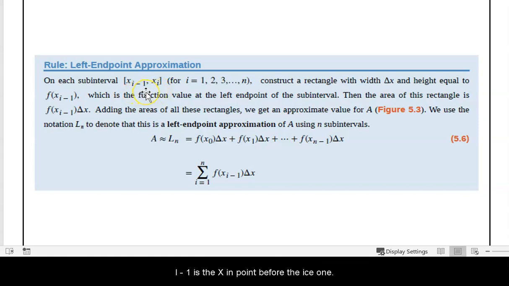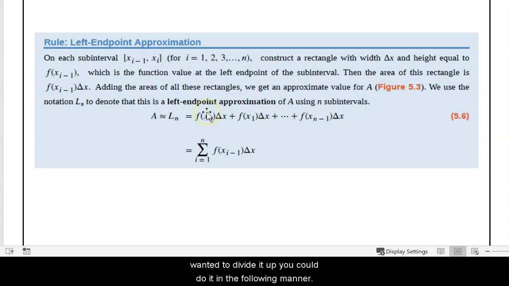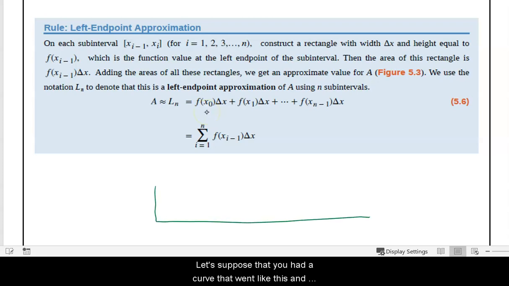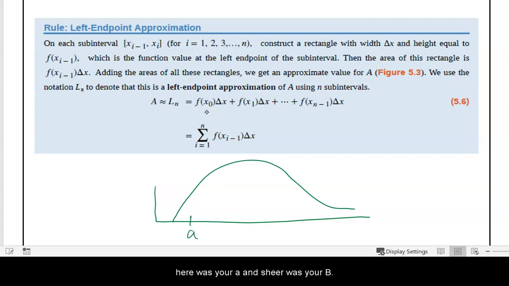x sub i minus 1 is the x endpoint before the ith one. So for example, if you were looking at your curve and you wanted to divide it up, you could do it in the following manner. Let's suppose that you had a curve that went like this, and here was your A, and here was your B. A is going to represent x naught.